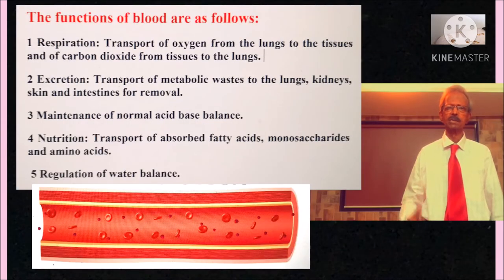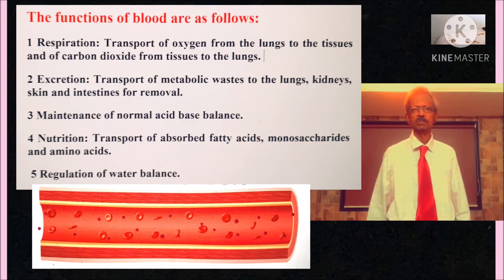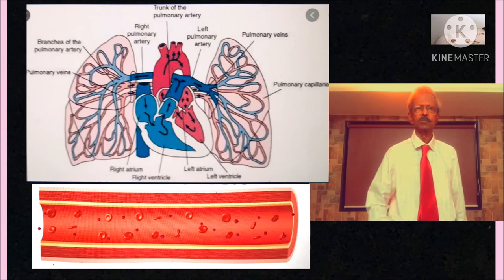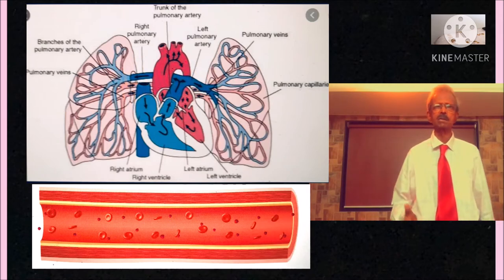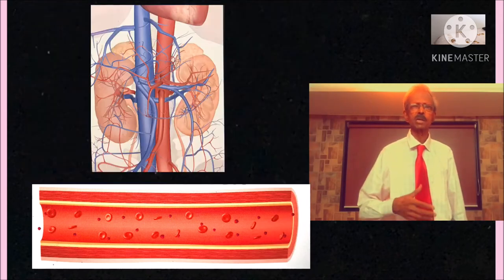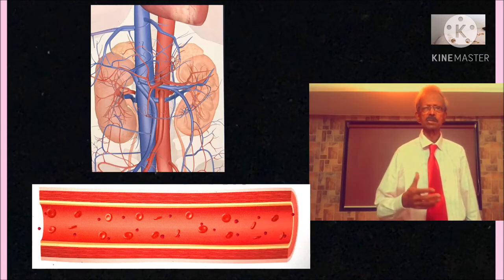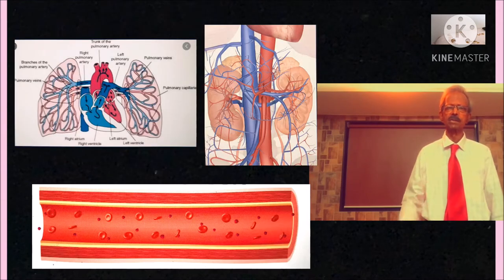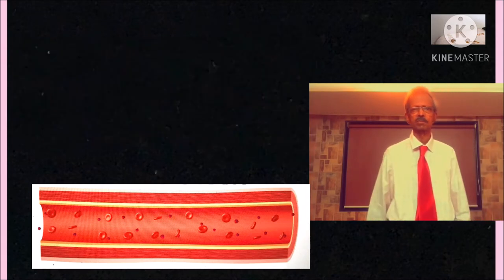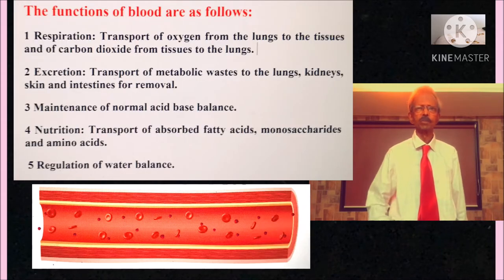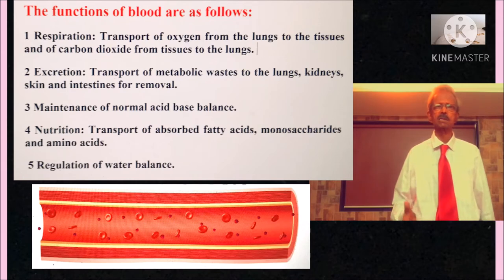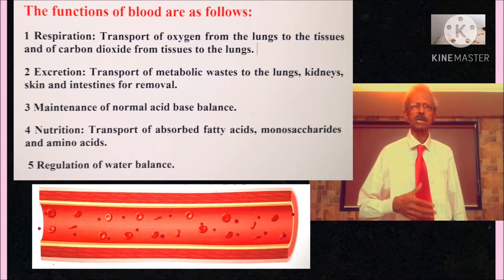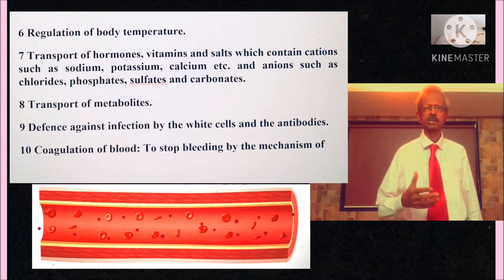Then what are the functions of blood? The functions of blood are: 1. Respiration, transport of oxygen from the lungs to the tissues and of carbon dioxide from tissues to the lungs. 2. Excretion, transport of metabolic waste to the lungs, kidneys, skin and intestines for removal. 3. Maintenance of normal acid-base balance. 4. Nutrition, transport of absorbed fatty acids, monosaccharides and amino acids. 5. Regulation of water balance. 6. Regulation of body temperature.